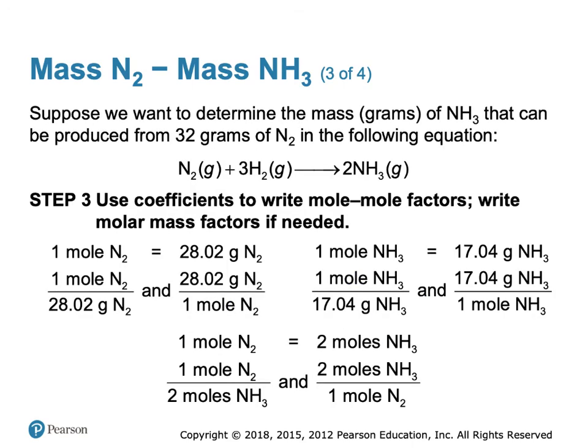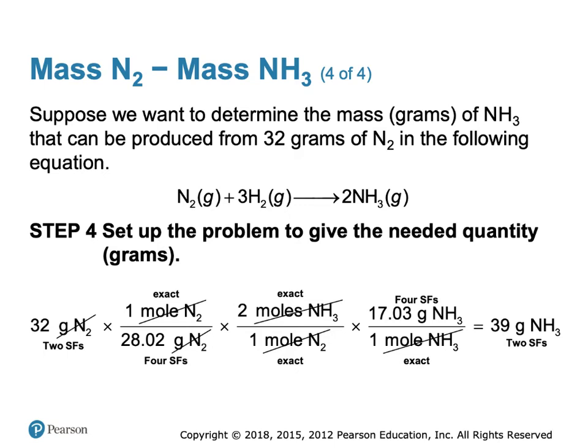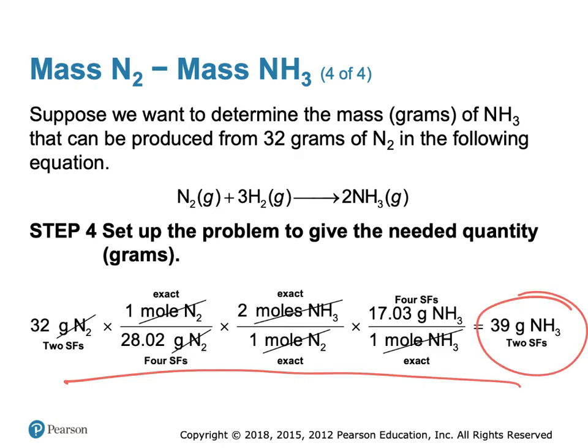Okay, here are your conversion factors that you need. This is your molar mass. Okay, here's another molar mass. And this is your mole-mole conversion factor. And here's the calculation set up nice and neat for you, where all of your units cancel and we get our 39 grams of ammonia.